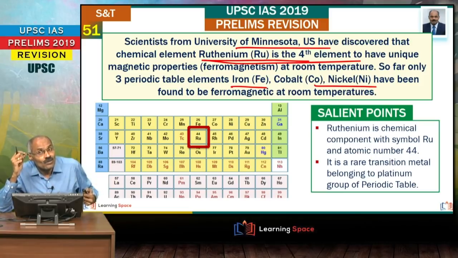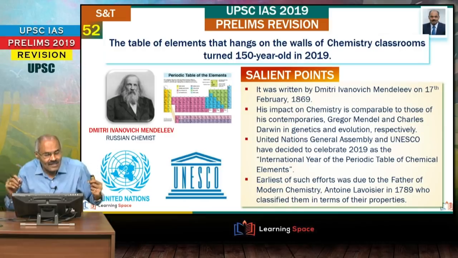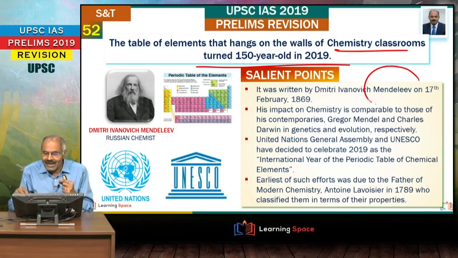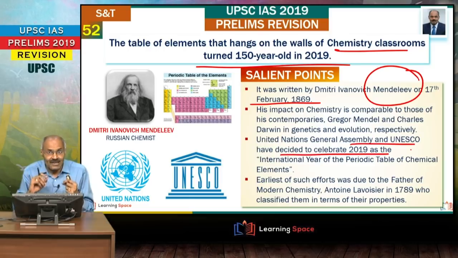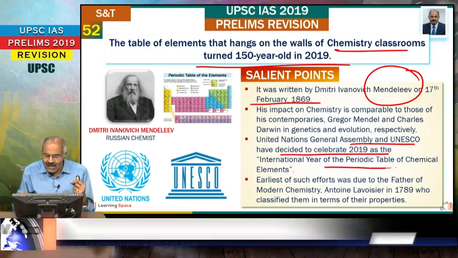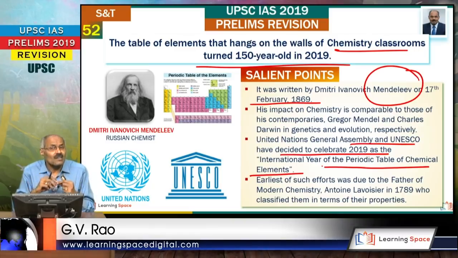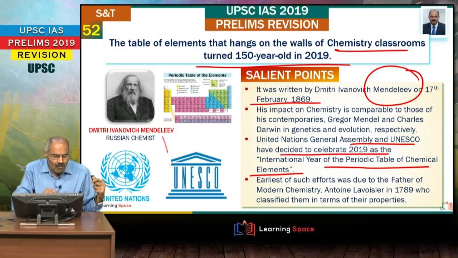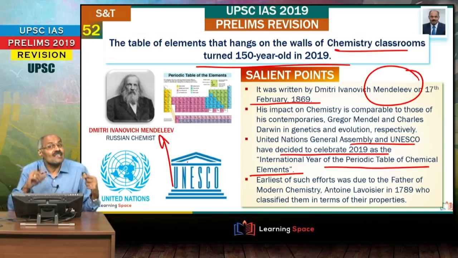Right friends, before concluding today's discussion, please have a glance at it. The periodic table is now 150 years old, right? It was written by Mendeleev on 17th February 1869, right? So this is all about this. The United Nations General Assembly and UNESCO decided to celebrate 2019 as the International Year of the Periodic Table of Chemical Elements. So friends, the periodic table of chemical elements completed 150 years, and this is the initiative of Mendeleev, a Russian scientist, or you can say a Russian chemist.